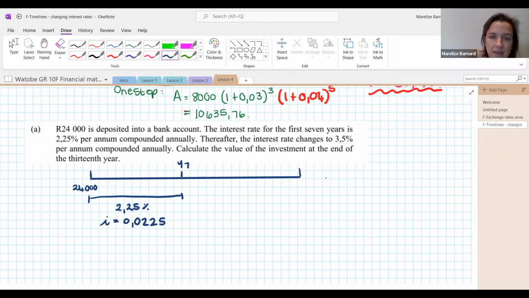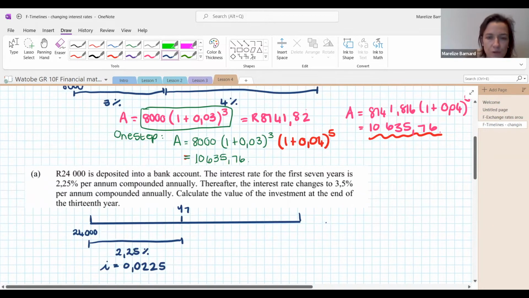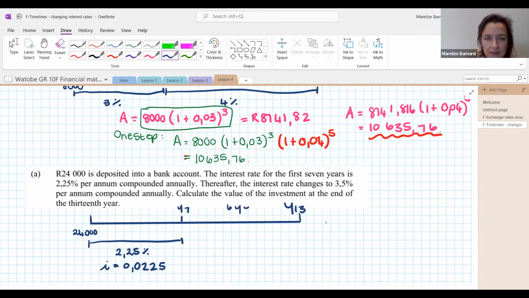Okay, so just work systematically, take it one thing at a time. And then for the next 6 years, because we are going to go for 13 years, year 13. So that means there are 6 years here. The interest rate is 3.5%. It changes. So our money is going to grow, our 24,000 Rand is going to grow up to year 7 at 2.25%, and then it changes to 3.5%, and we want to know how much we have at the end of the 13 years.